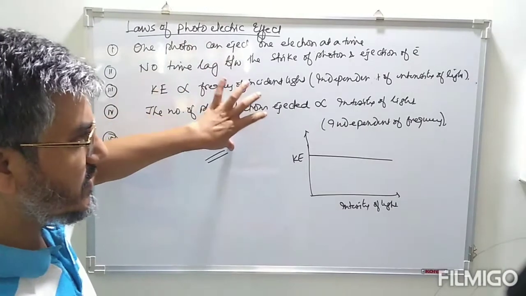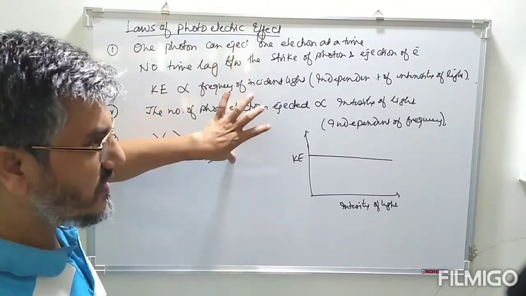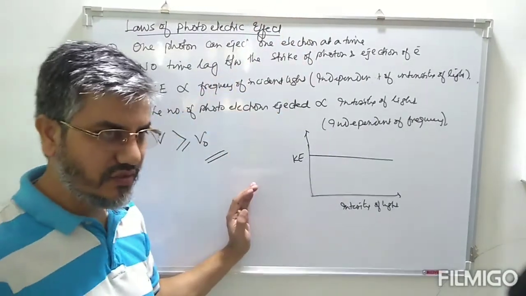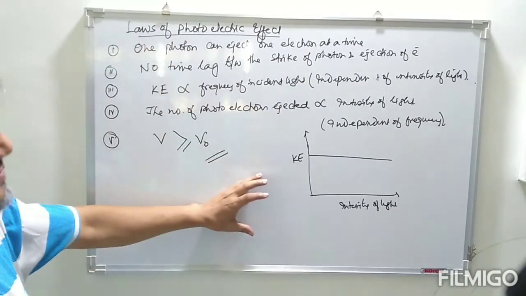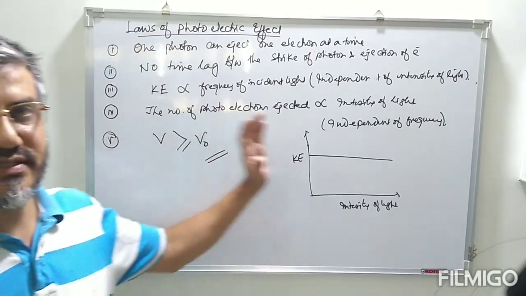So this is the photoelectric effect. What is the photoelectric effect? How does it occur? What is the condition? What is the equation? What are the different graphs? What are the different terms used? And what are the laws of photoelectric effect?